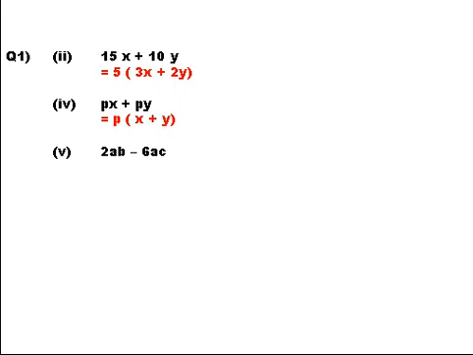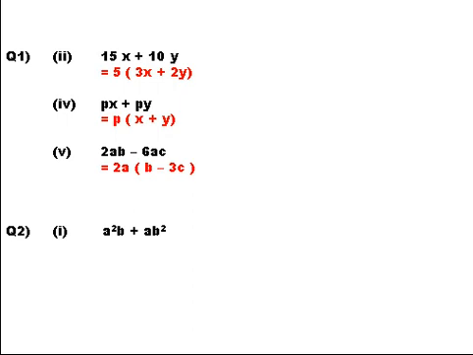Now a is present in both the terms. 2 and 6 have a common factor, that is 2. So we are going to take 2a common, and what is left? b in the first term and minus 3c in the second term. So this will be the answer. Moving ahead with question number 2.